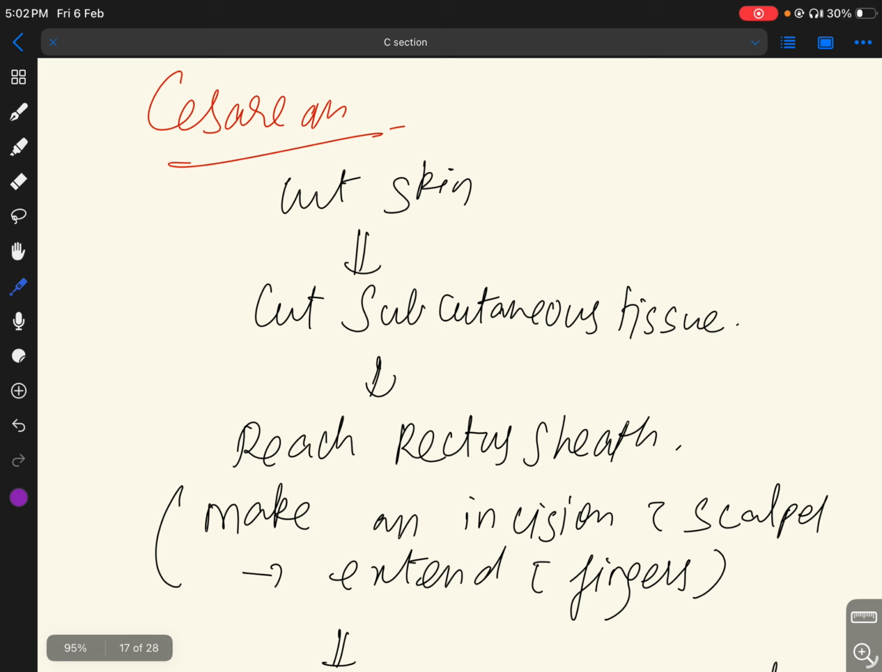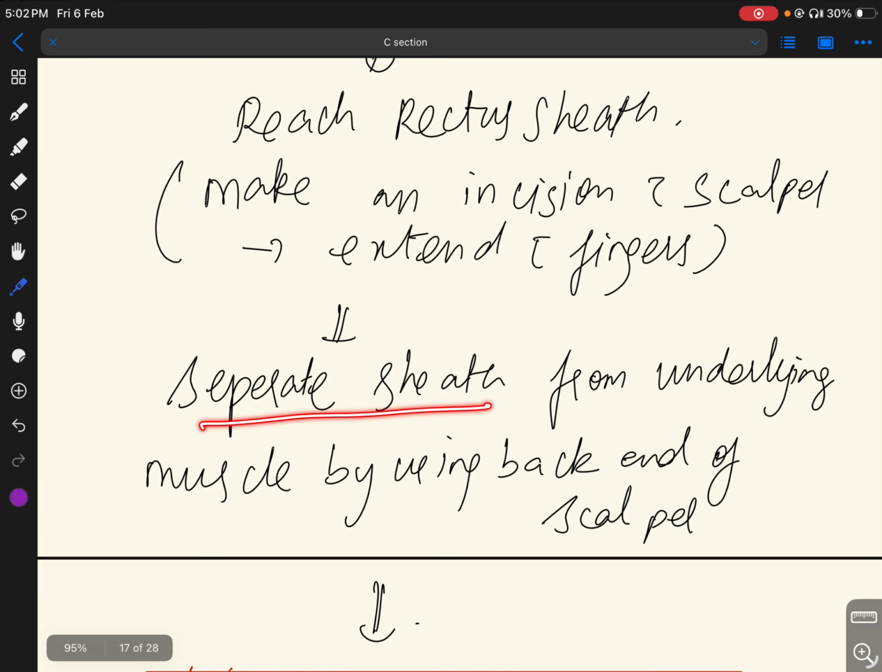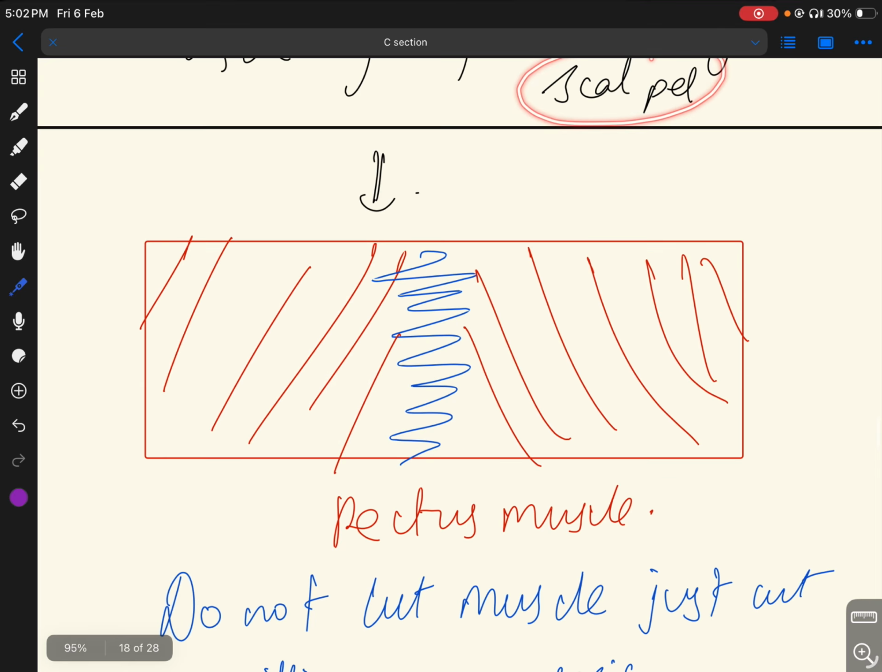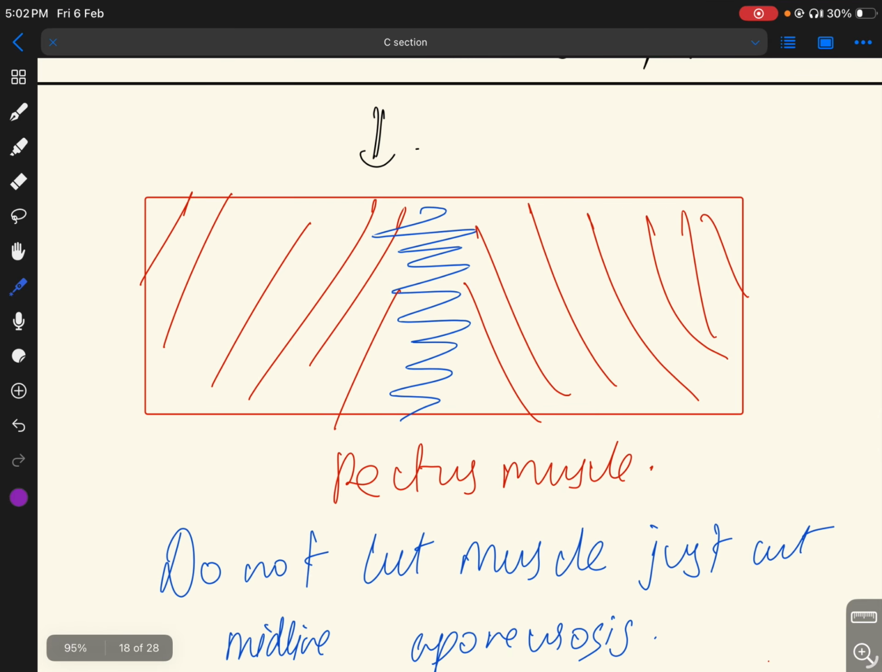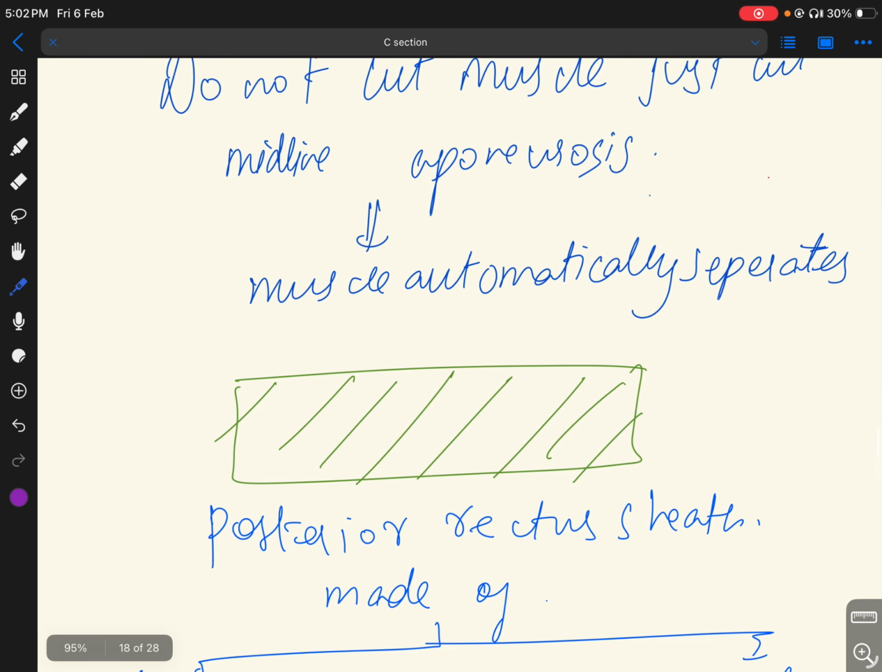So we'll be doing C-section. First, we have to cut the skin, then the subcutaneous tissue, and then you have to reach the rectus sheath. You can make an incision with scalpel and extend with the fingers. You have to separate the sheath from underlying muscle by using back end of the scalpel. Now you can see the rectus muscle. You should not cut the rectus muscle. You should be cutting only the midline aponeurosis. So the muscle will be automatically separated.